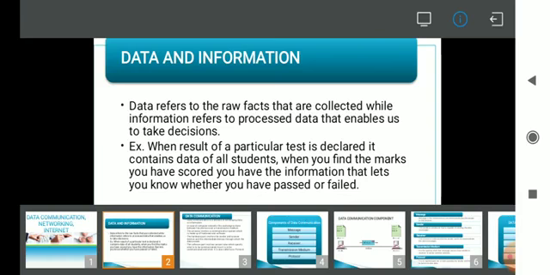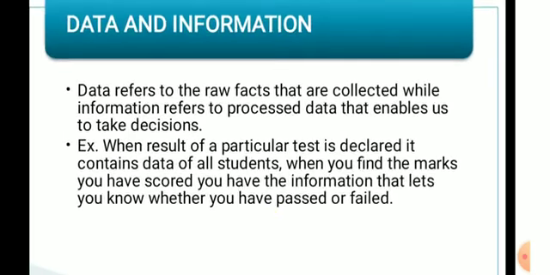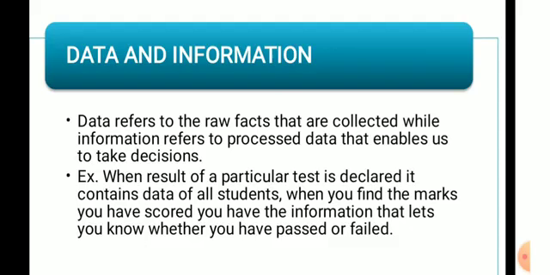Data and information. The first thing that comes to mind is the data. So what is meant by the word data? Data refers to the raw facts that are collected, while information refers to the processed data that enables us to take decisions. Data means, in simple words, raw facts. That means any information that is collected and kept is known as data.